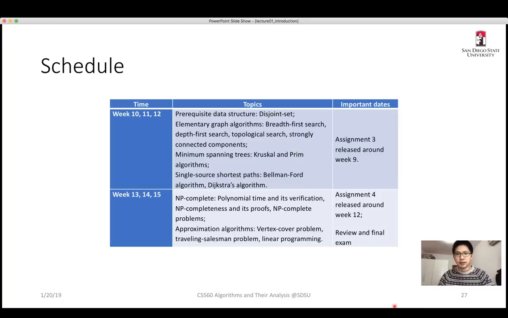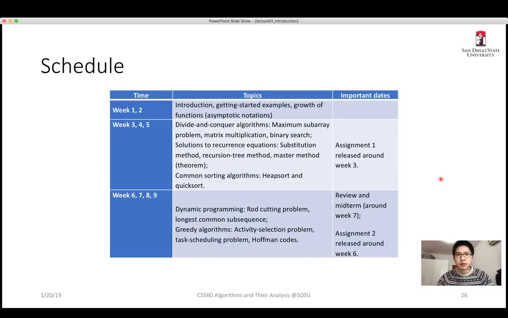That's it for lecture 1. From next week, in the lectures of next week, we'll start to talk about 2 getting started examples, using insertion sort and merge sort to show some basic steps of analyzing algorithms. And hope you like this video, and I will see you next week.